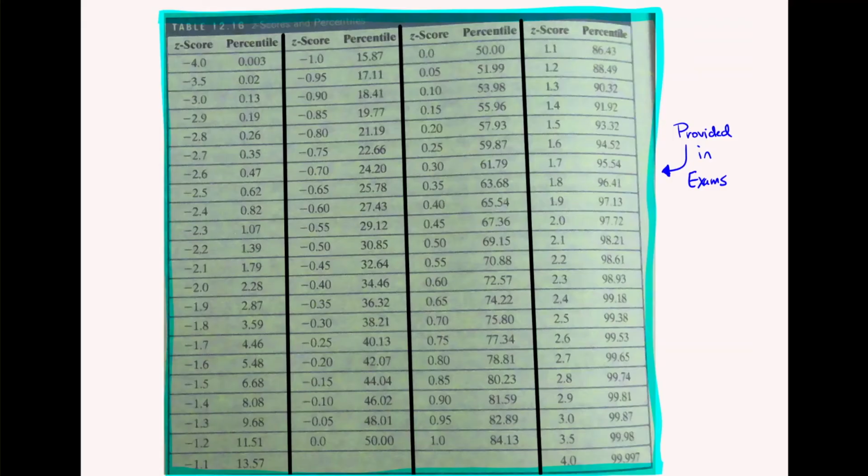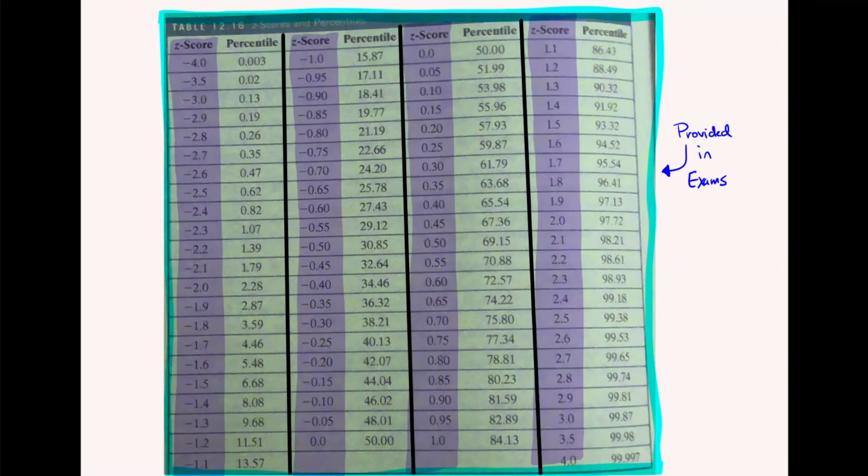Now this is the chart that relates z-scores and percentiles. Keep in mind that this chart will be provided during exams from this chapter. The way that we would read it is, we see z-scores listed in these 4 sections of the table. For instance, for this z-score of 0.4, if you look to the right, you see the percentile that's listed after it. So a z-score of 0.4 corresponds to a percentile score of 65.54%.